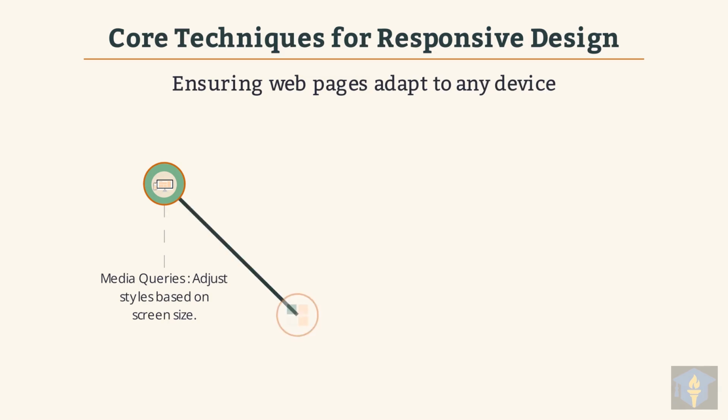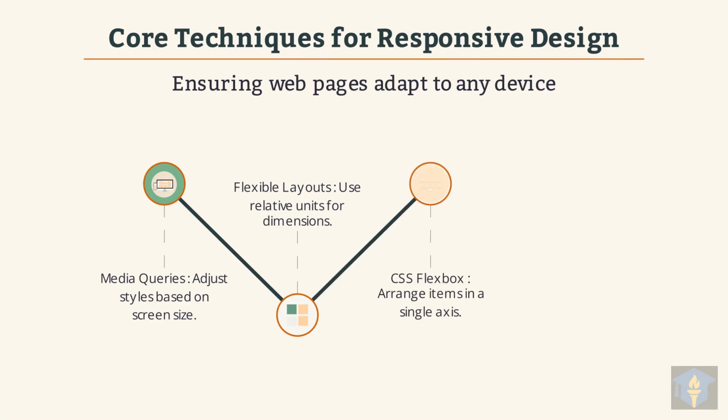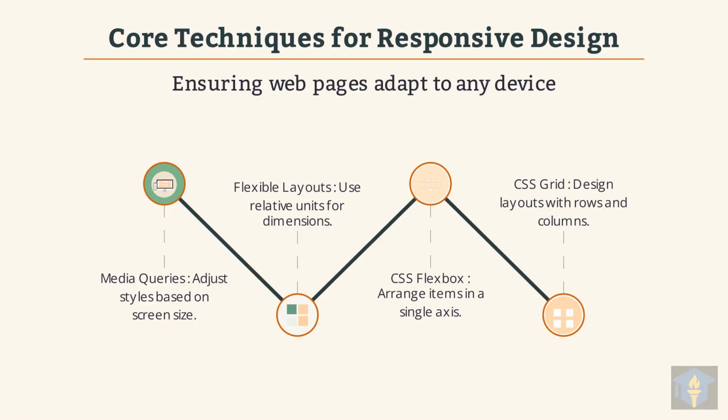Media queries allow us to adjust styles dynamically based on the screen size, optimizing the user experience for different devices. Flexible layouts involve using relative units for dimensions, enabling elements to scale proportionally across various screen sizes. CSS Flexbox is a powerful tool for arranging items efficiently along a single axis, either as a row or a column. CSS Grid provides a robust system for designing complex two-dimensional layouts, organizing content into both rows and columns.